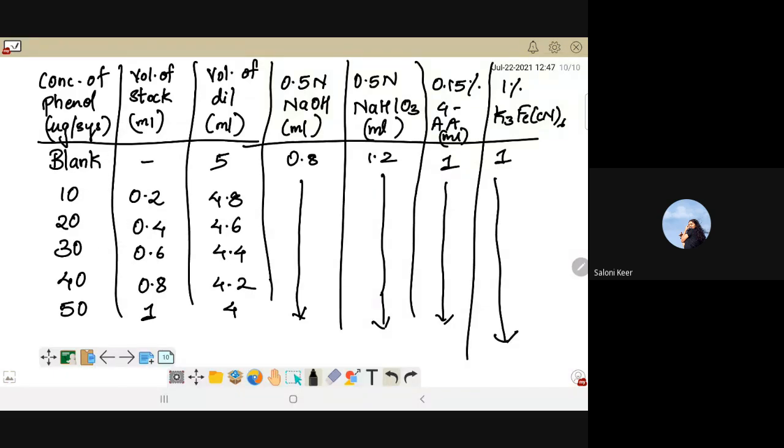NaOH and NaHCO3 for alkaline conditions. 4-amino antipyrine is the agent which will develop color. K3FeCN6 is your oxidizing agent. So all this has to be added, and then you take your absorbance at 530 nanometers. Immediately after the additions are done, you shake the tubes well, and you can start taking your readings. So please make this table in your book, and then we will see what to do for the test, because the test is still left, right?